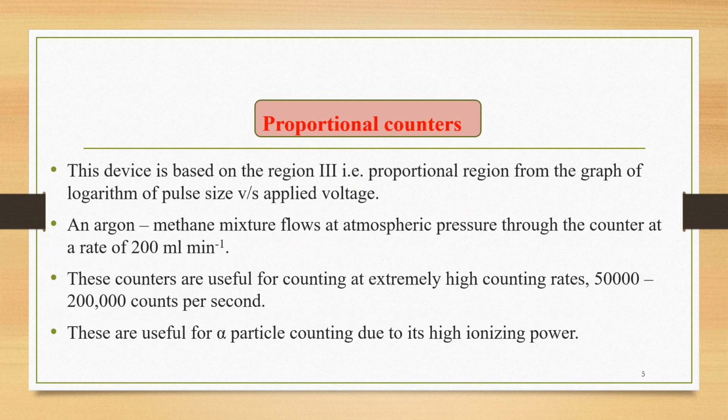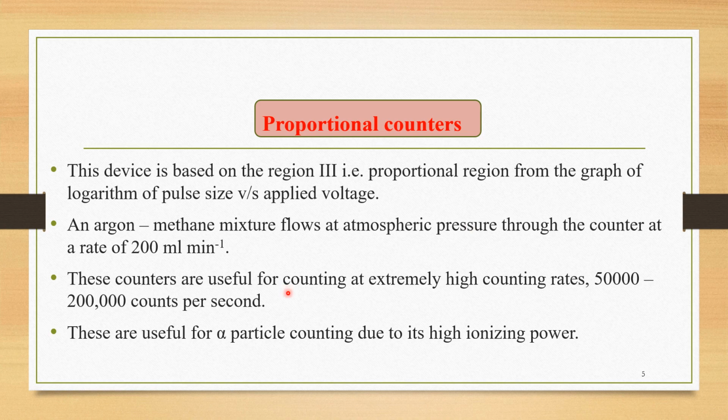The second important type of device is proportional counters. This device is based on the region third, that is the proportional region, from the graph of logarithm of pulse size versus applied voltage. So again we take into consideration the region third from the graph of logarithm of pulse size versus applied voltage. An argon methane mixture flows at atmospheric pressure through the counter at a rate of 200 ml per minute. In this proportional counter, a mixture of argon methane flows at atmospheric pressure.